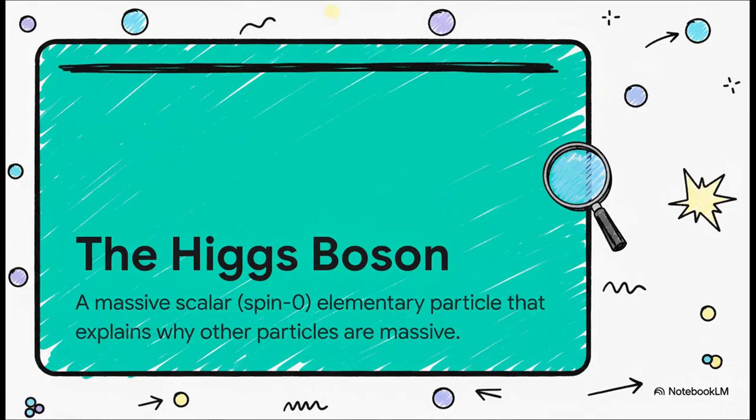The answer, which was proposed way back in 1964, was absolutely brilliant. It imagined a new kind of energy field that fills the entire universe, the Higgs field. And associated with this field, there had to be a particle, the Higgs boson. This is that unique scalar boson. It's special because it doesn't carry a force in the usual way.